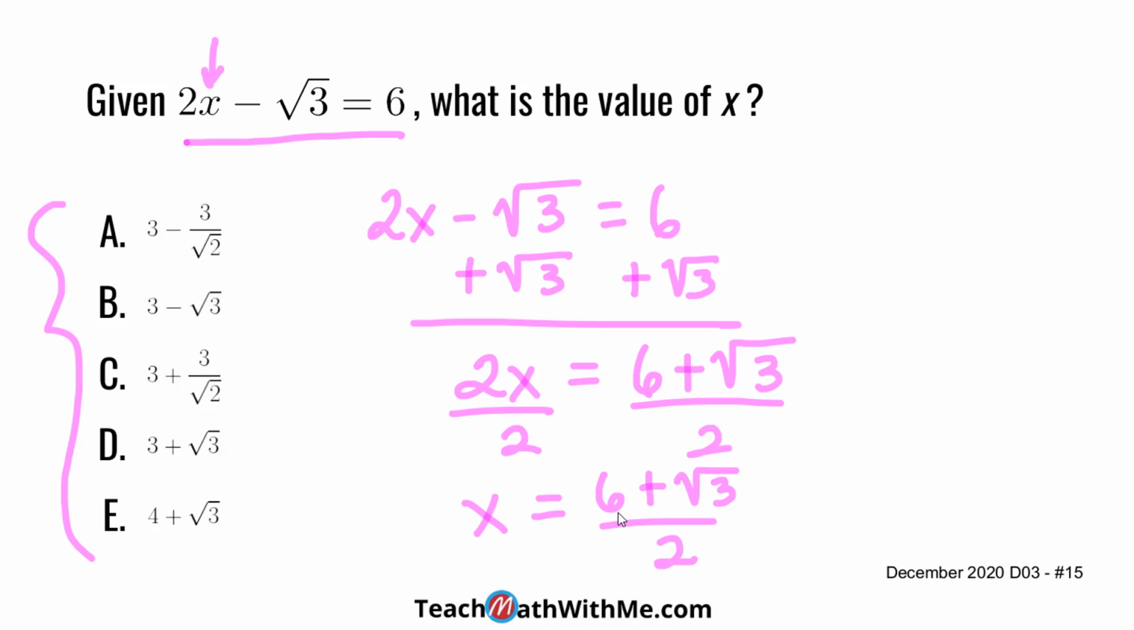I can divide 2 into each one of these terms, the 6 and the square root of 3. So I can rewrite this as 6 over 2 plus the square root of 3 over 2, and simplify that even further. 6 divided by 2 is 3 plus the square root of 3 over 2. I can't simplify that any further. And let's see if we have that choice. We do. It's answer choice C.